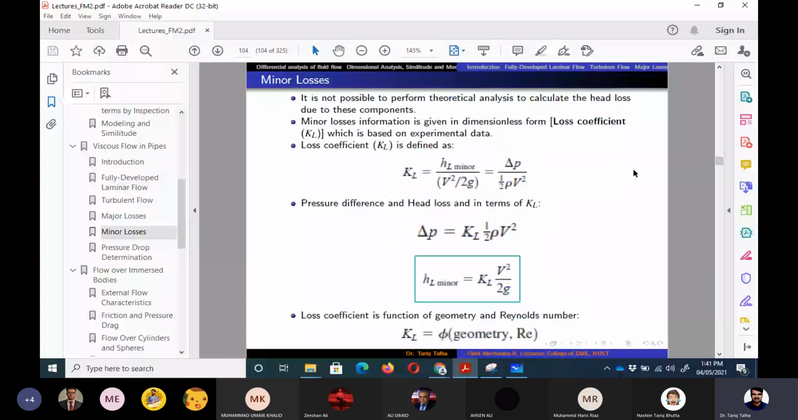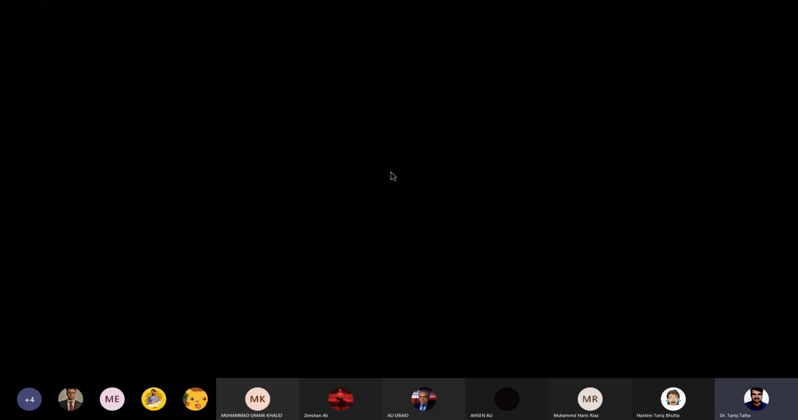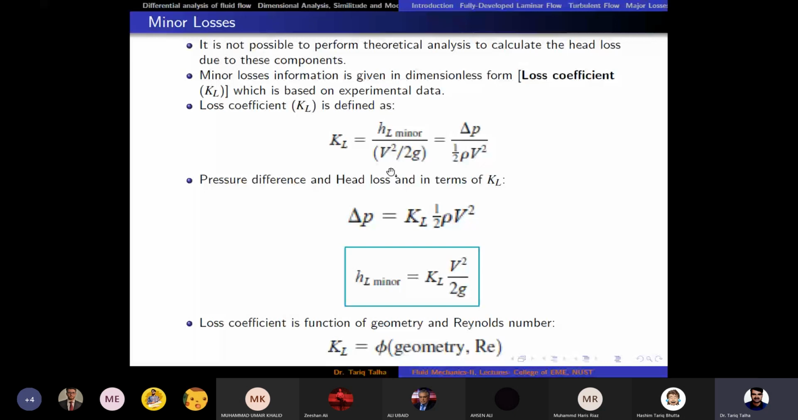So the parameter which we usually define is KL. This KL is the loss coefficient due to those components or discontinuities. As I explained earlier, it is not possible to perform theoretical analysis, so we conduct experiments to determine this loss coefficient KL. KL is defined as HL minor divided by V squared upon 2g, which is also equal to delta P upon half rho V squared, right?